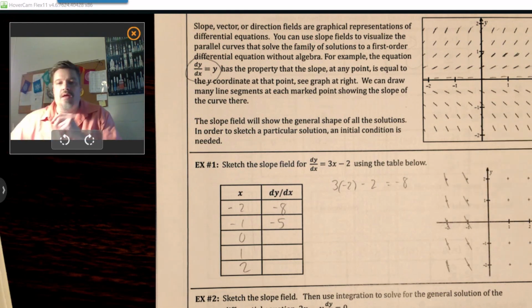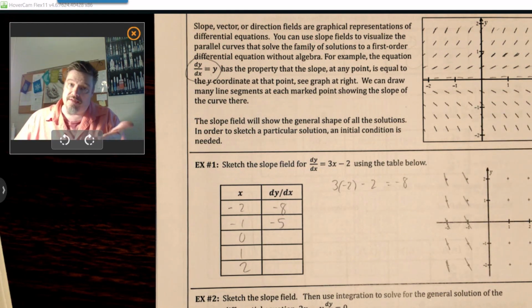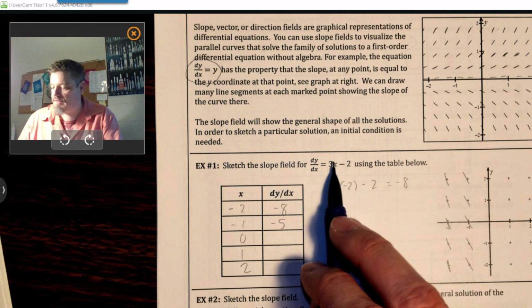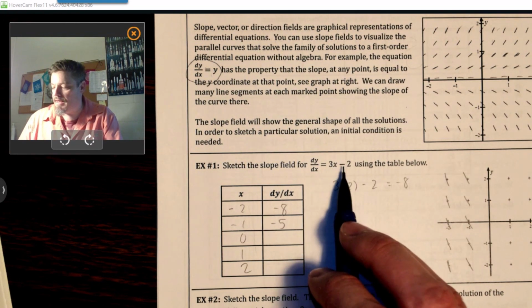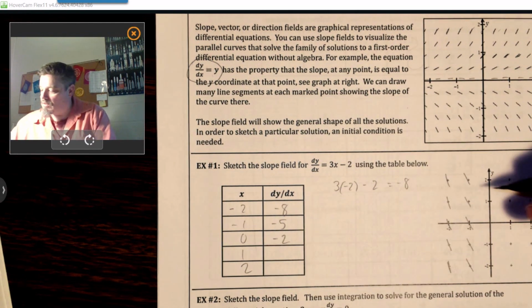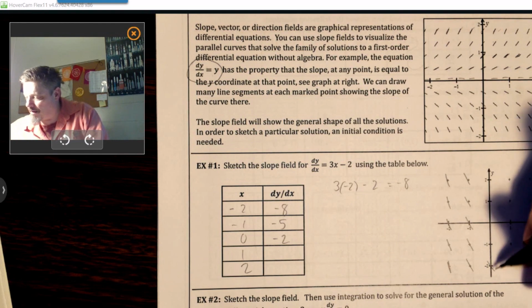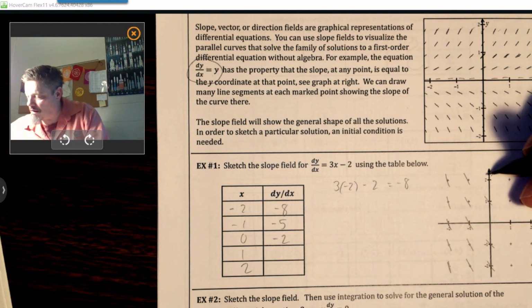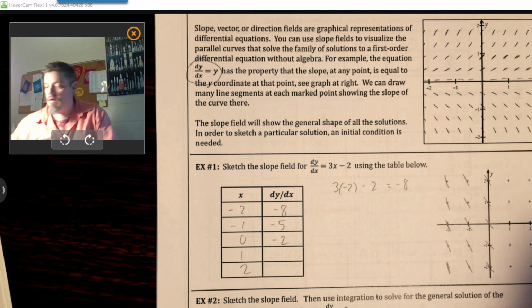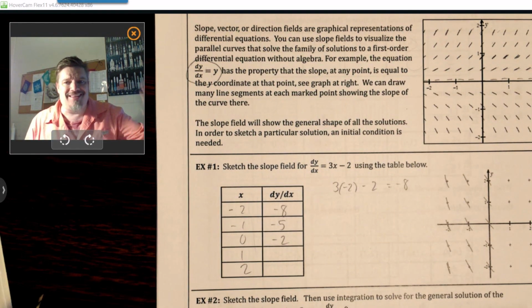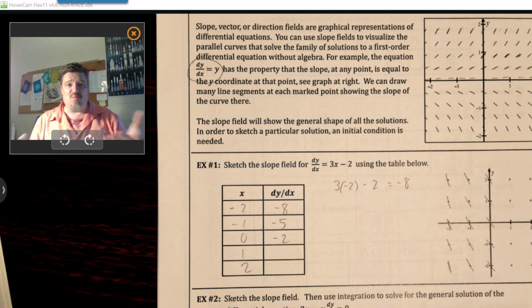Okay. What happens when x is 0? Well, slope is -2, because 3 times 0 is 0 minus 2 is -2. So that's going to be -2. That's maybe something like this. Okay, so you can see how quick, this is actually a quick process if there's only one of the variables.